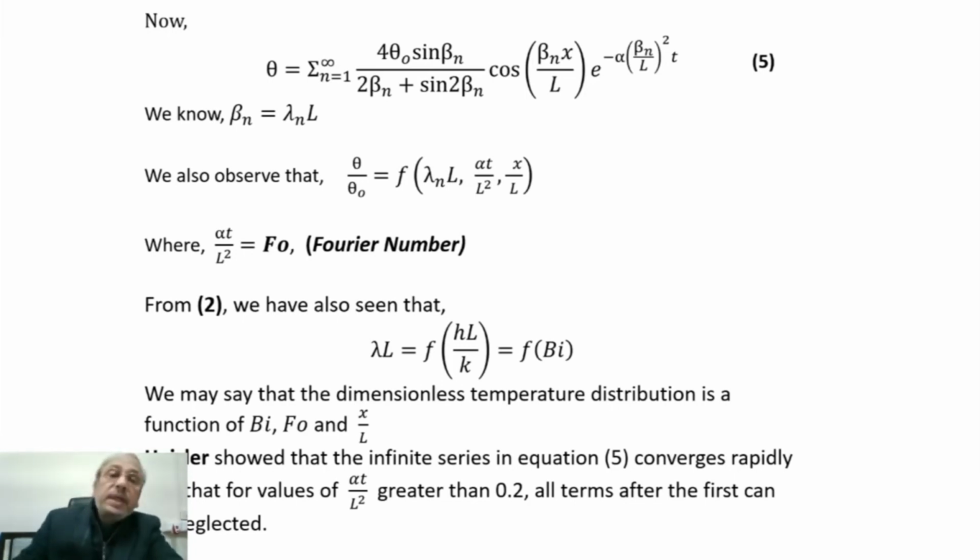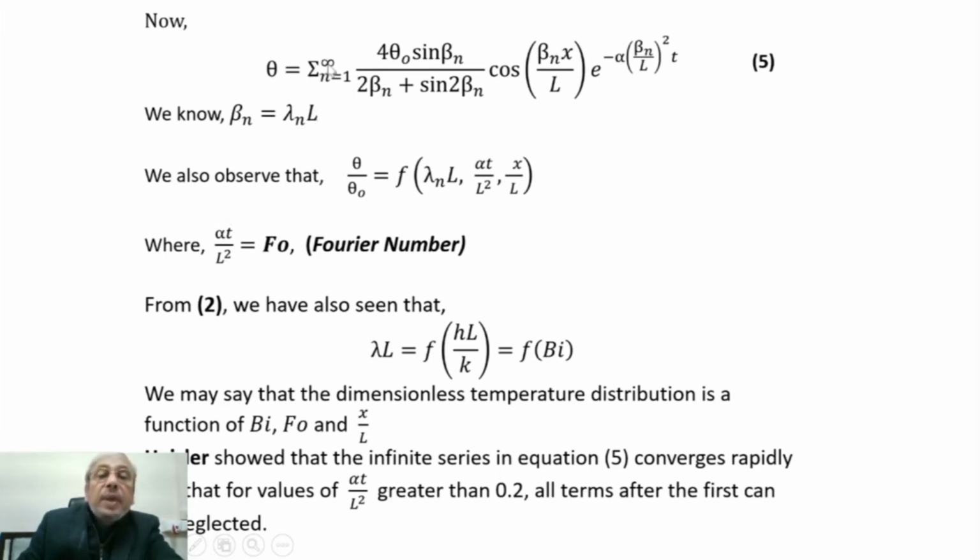So basically now we can say theta equal to the sum from n equal to 1 to infinity of 4 theta naught sine beta n divided by twice beta n plus sine 2 beta n, into cos beta n x by L, into e to the power minus alpha beta n by L square t. This is lambda n square t. So beta n by L square t. And beta n is lambda n L.